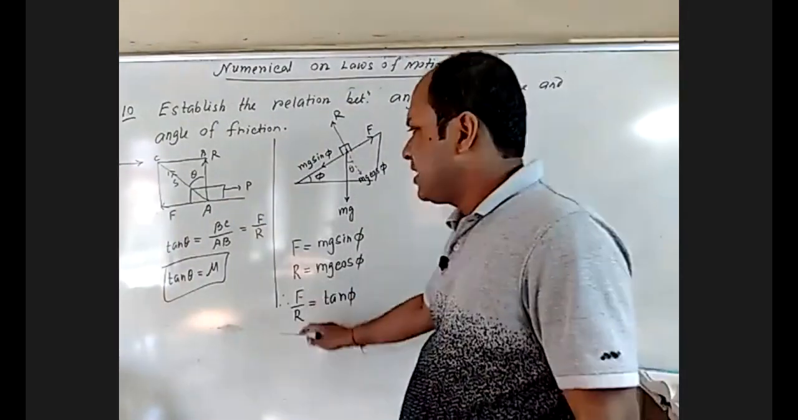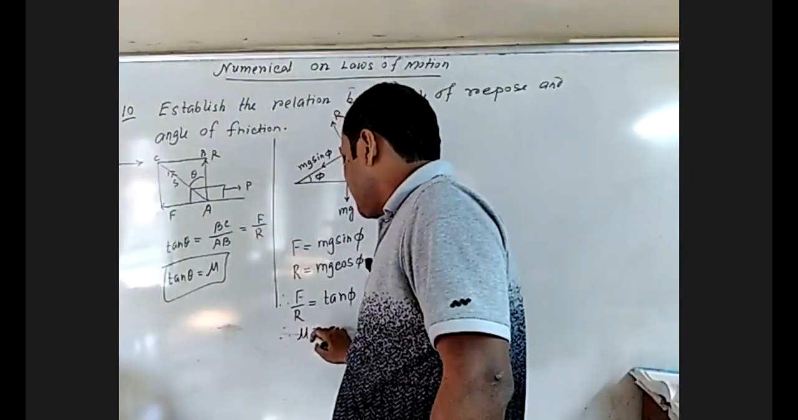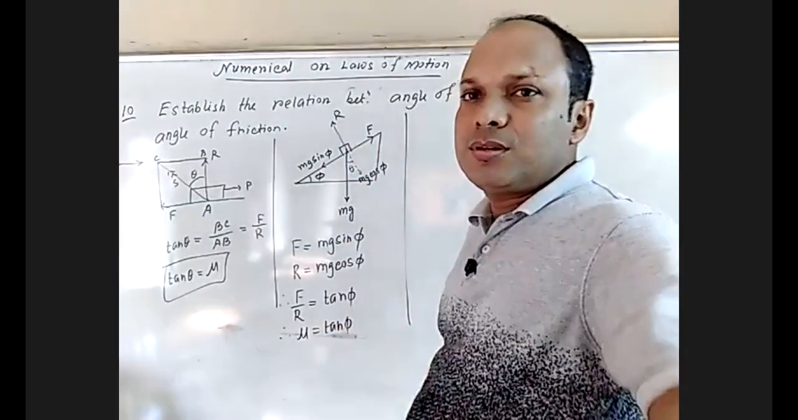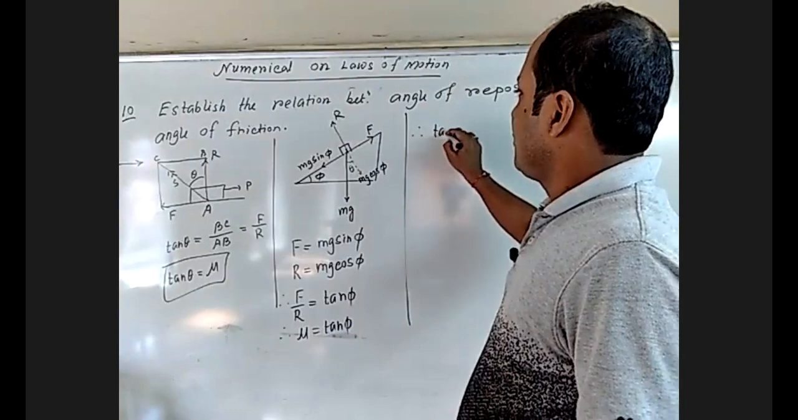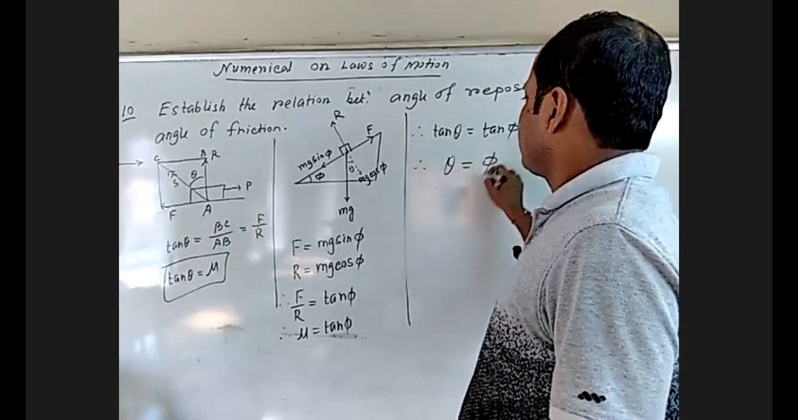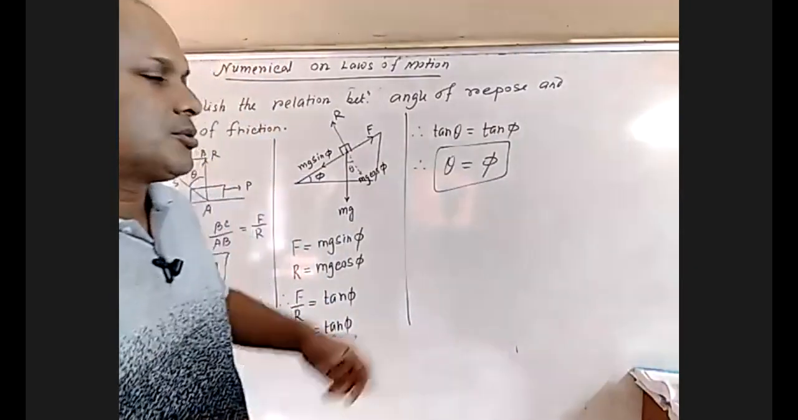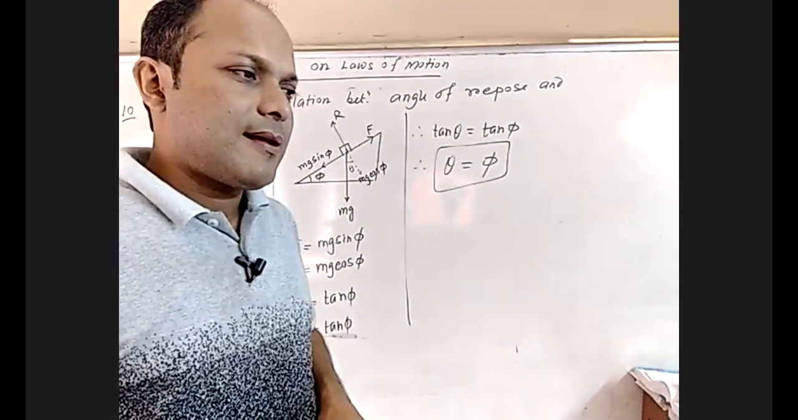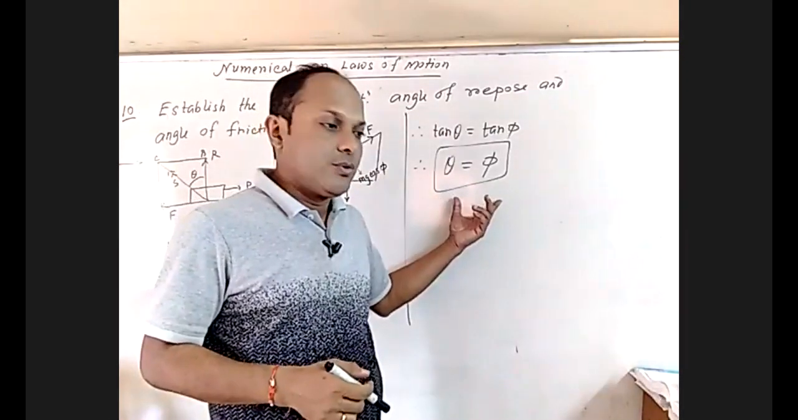So what should I write? F by R, you know, F by R is what? Mu. Now, this is mu, and this is also mu. Therefore, tan theta equal to tan phi. Now, what conclusion can we draw from this equation? Can anyone tell me? Sir, angle of friction equal to angle of repose. Right, very good. So the angle of friction and angle of repose are equal.